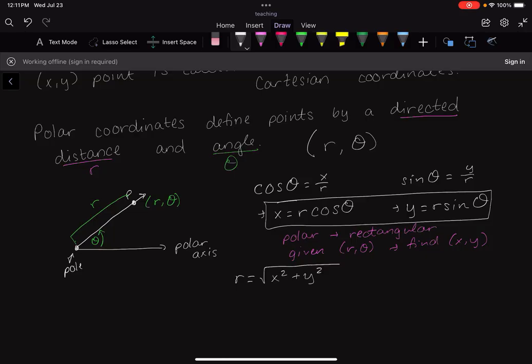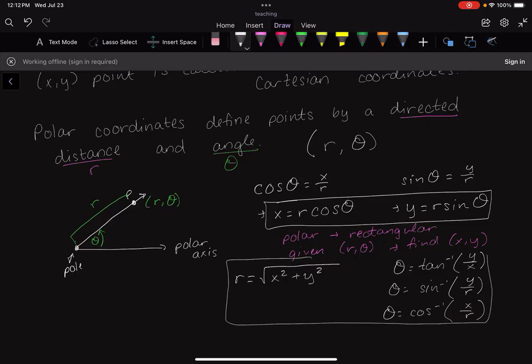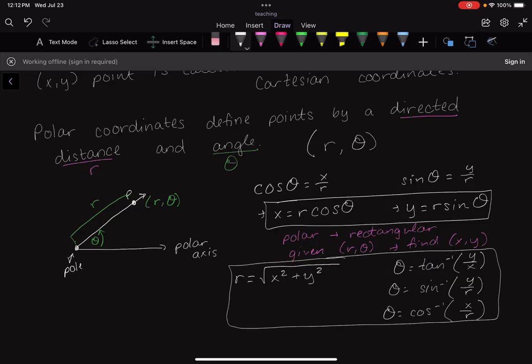Now theta can be found in some different ways. It depends on what quadrant you're in, like which one might be beneficial. So for theta, you could use tangent if you want, and tangent is y over x. You could use sine if you want, which is y over r. Or you could use cosine if you want, and that one is x over r. So you can use any of those. It just depends on the quadrant that you're in, which one will be beneficial. Really the same stuff that I talked about in 5.4, we're just using it for something different. So in these, we're going from rectangular to polar.